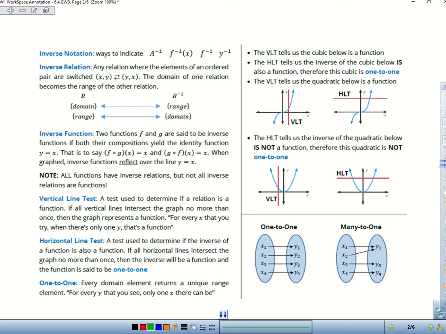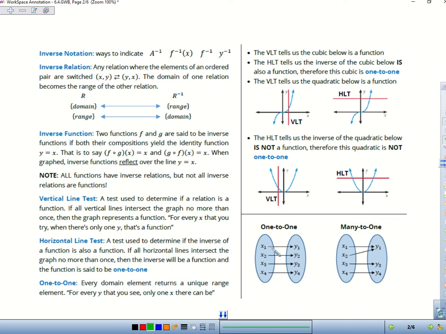Now the horizontal line test can determine if a function will have an inverse function. So if it passes both the vertical and the horizontal line test, that means that it is a function and its inverse is also a function. If it does not pass the horizontal line test, its inverse is not a function. And a one-to-one function passes both tests. As you can see here, a cubic function passes both the vertical and the horizontal line test, but a quadratic function only passes the vertical line test. Therefore, the inverse of a quadratic function is just a relation, not a function.